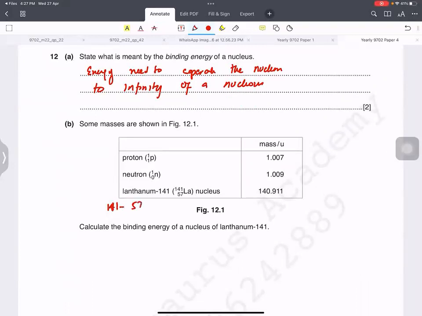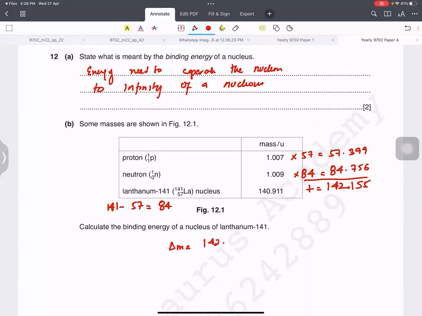141 ko agar hum minus karein 57 se to hume neutron mil jayenge, right? What would that be? 84. Okay, proton mein kitne, 57. So is value ko hum 57 se multiply kare. Kitna tha? 57.399. Is value ko hum 84 se multiply kitna tha? 84.756. Very good. Alright. In dono ko hum add kare, kitna tha? 142.155. Okay. Now change in mass will be the constituents minus the actual. What do you get?